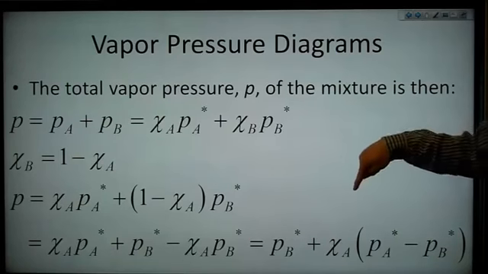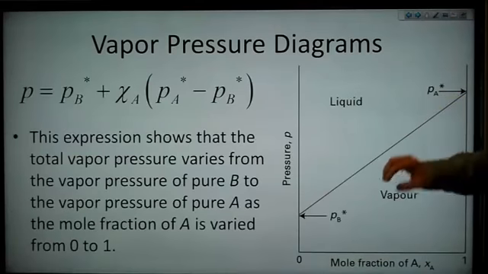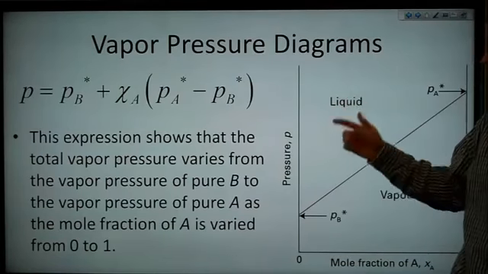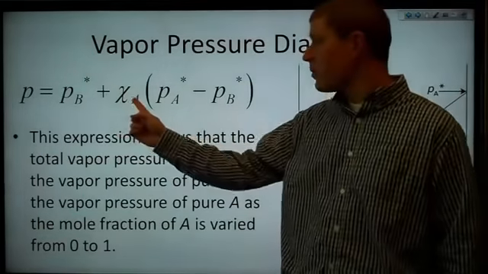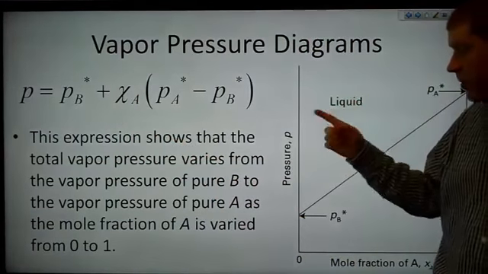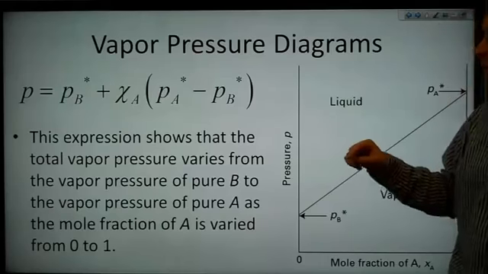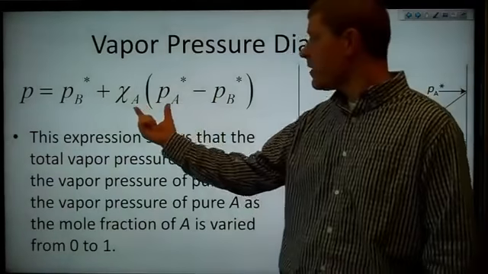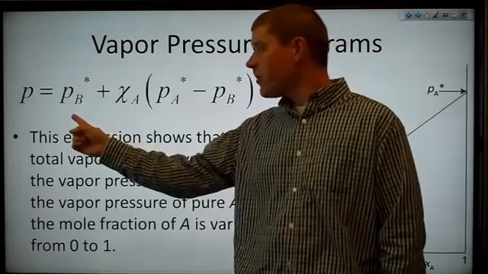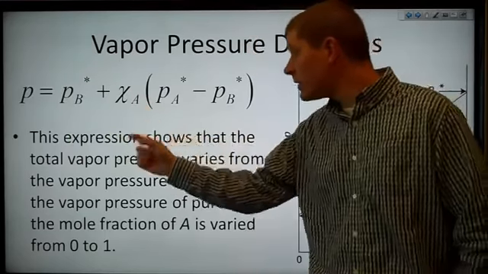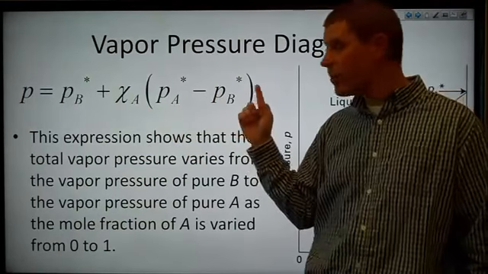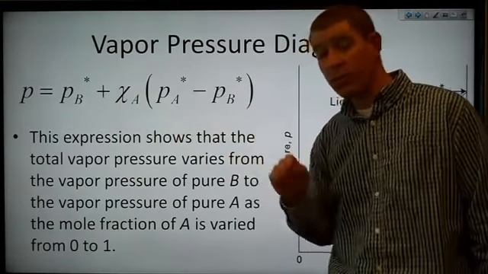This means that the total vapor pressure varies from the vapor pressure of pure B, if the mole fraction of A is 0, to the vapor pressure of pure A, where note that if the mole fraction of A is 1, then we have the vapor pressure of B plus 1 times the vapor pressure of A when it's pure minus the vapor pressure of B when it's pure, so those two cancel, leaving just the vapor pressure of A.